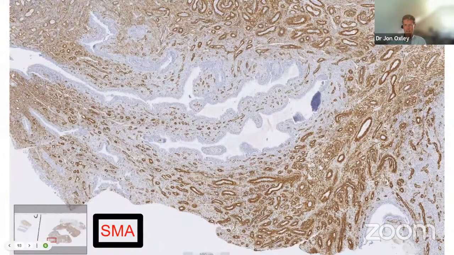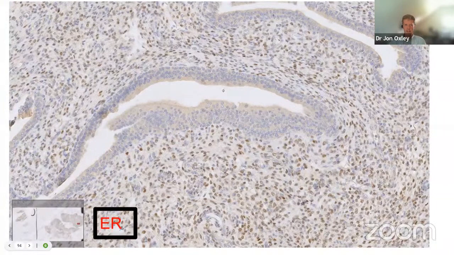And this is the SMA, highlighting the stroma. And this is the ER. And I just like to highlight that it's staining the stromal cells, but not the epithelial component.